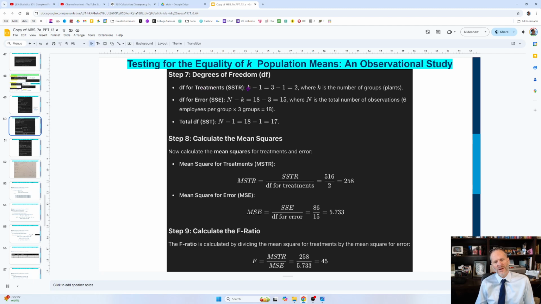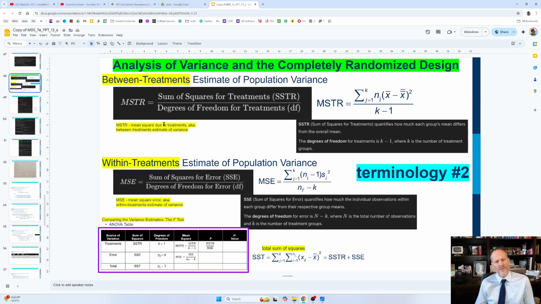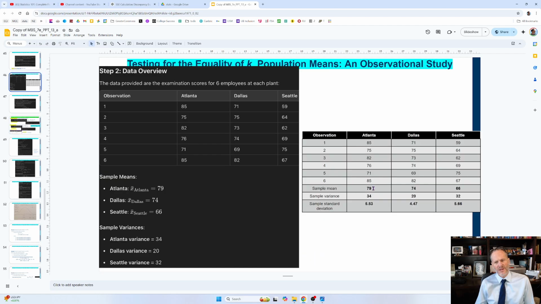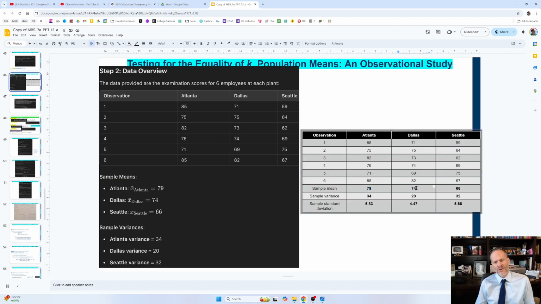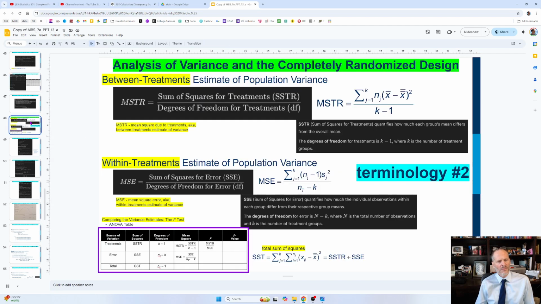Looking at the MSTR, it's the mean square due to treatments, or the between treatments estimate of variance. So we're looking at the difference between the mean of each treatment and the overall mean of all of the data. Between treatments, MSTR, SSTR, is like between the data values. We look at the difference between this mean and the overall mean, this mean and the overall mean. The overall mean, in our textbook, has the notation of a double bar over X. It's the mean of means.